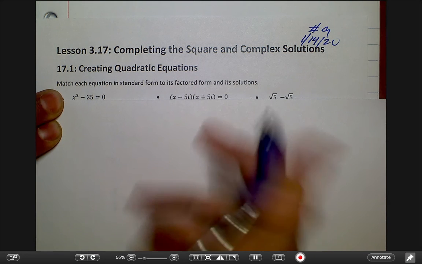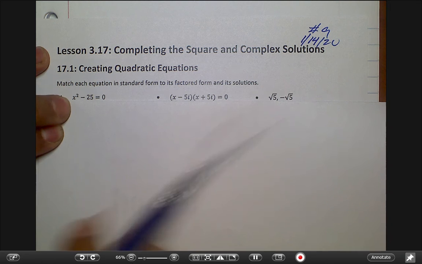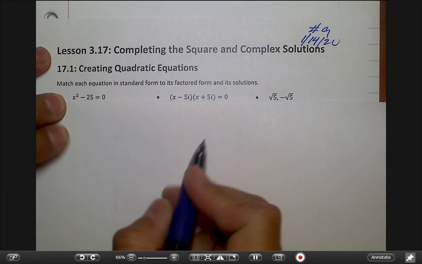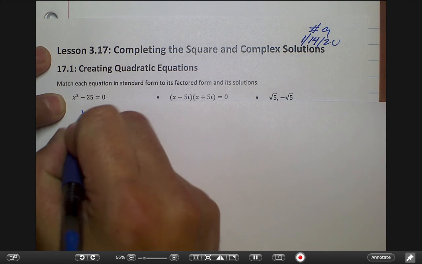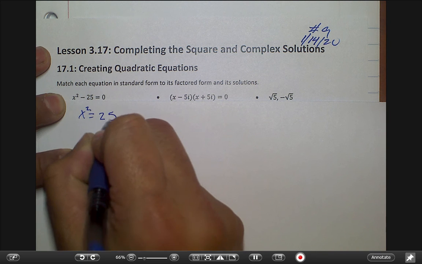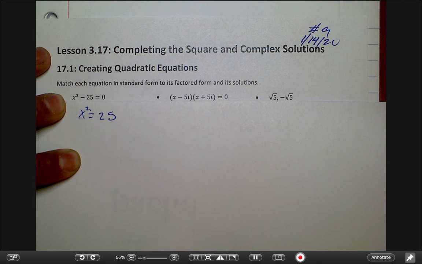So for this one right here, if I were to move this over, I would add 25 to both sides, right? So x squared equals positive 25, right? Say yes. Okay, good.